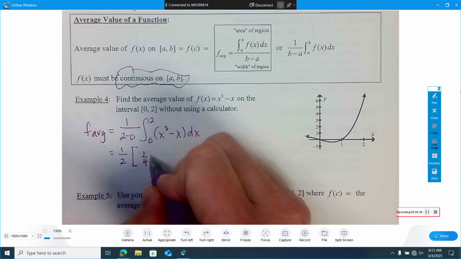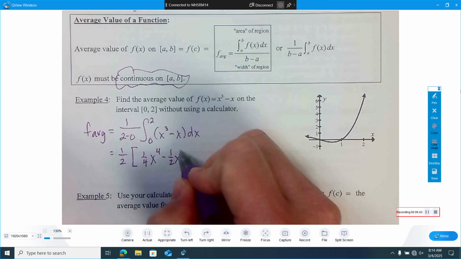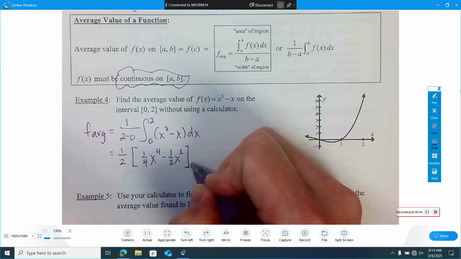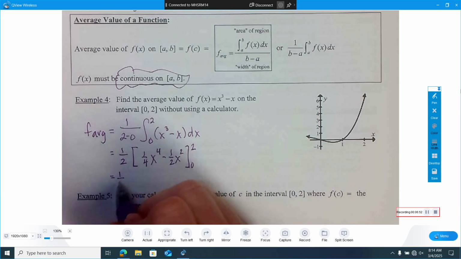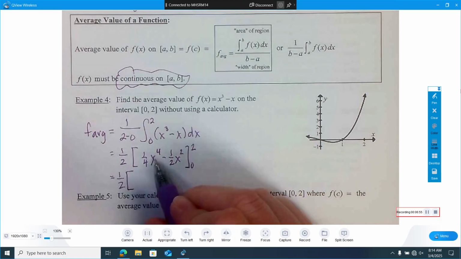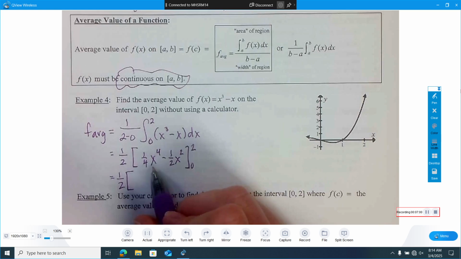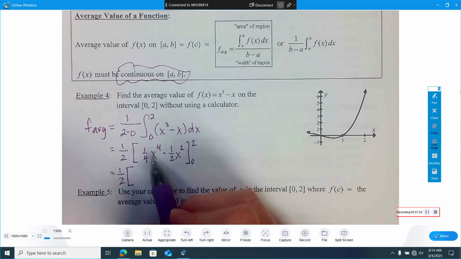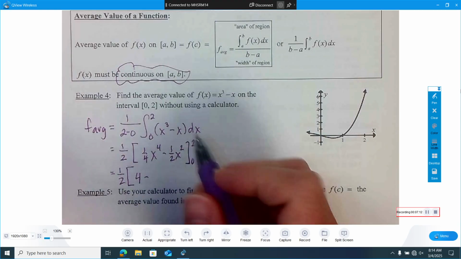Okay, I'm going to go 1/4 x to the 4th minus 1/2 x squared. And we are taking that from 0 to 2. Again, I still have this 1/2 out in front, and I am going to plug in my 2 to both terms there. 2 to the 4th is 16, over 4 is just 4. Minus, now I'm plugging in the 2 to my second term here, 2 squared is 4, times 1/2 is just 2.